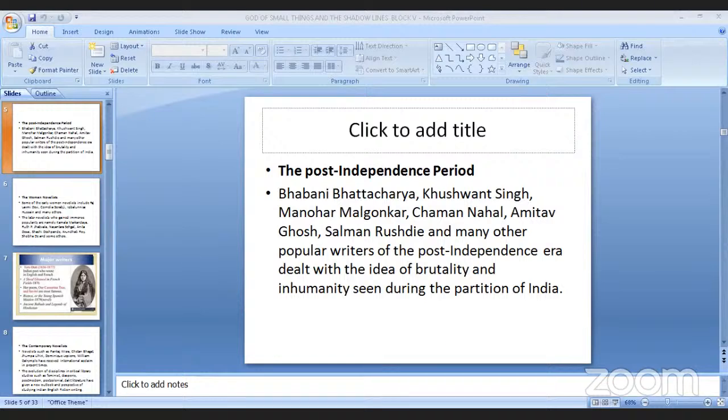Now, he received the Grove Press Award for Train to Pakistan. In this novel, he gives a horrifying picture of the brutality and inhumanity seen during the partition of India. The novel was set in a fictional place called Mano Majra, located on the India-Pakistan border.